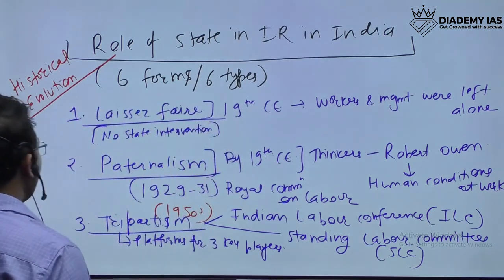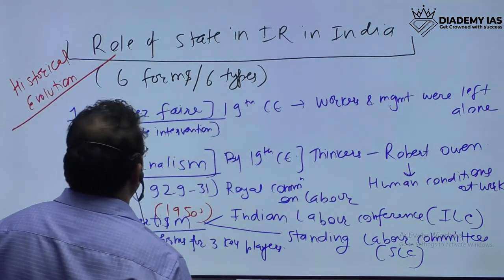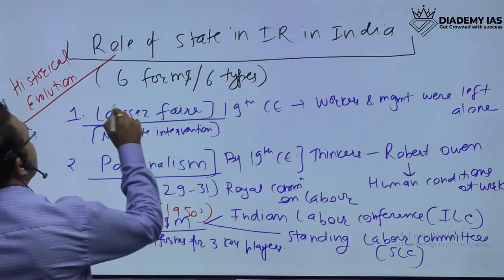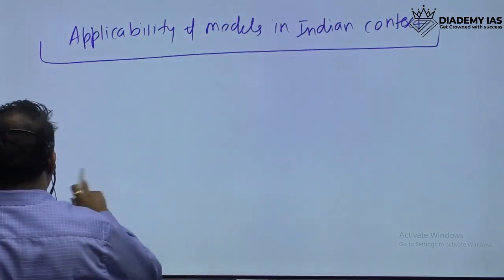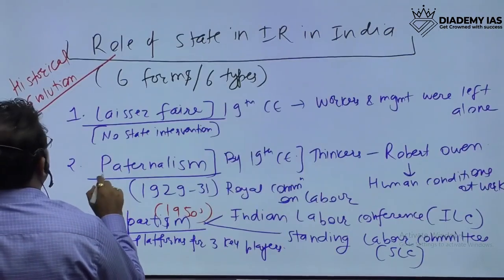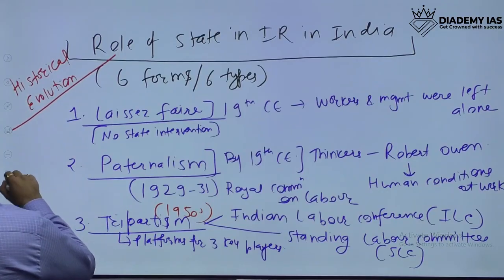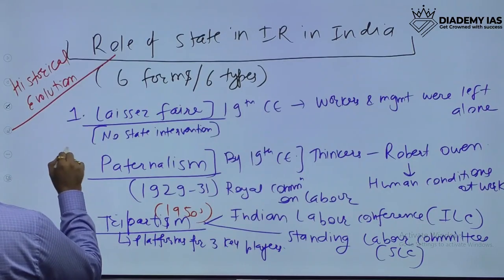Now, role of the state in industrial relations in India. Okay, so there are 6 forms of roles or 6 states. What are these forms? What are these 6 forms?